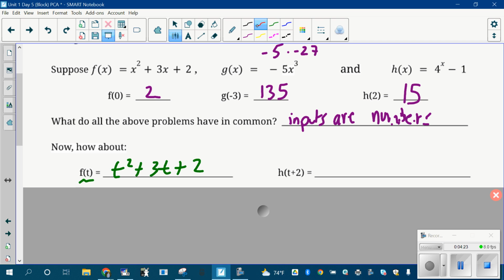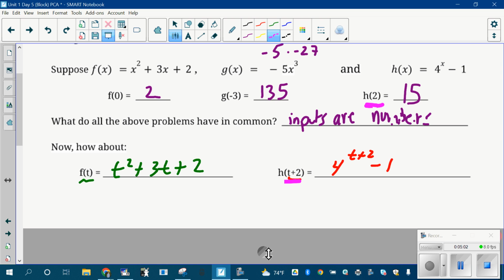I'm asking you to do h of t plus 2. Everywhere there was an x, I'm going to put a t plus 2. I'm going to replace all the x's with t plus 2. Which is the same thing you did here. Here you replace the x with 2. Here we're replacing the x with t plus 2. The thing in the parentheses is what you replace the x's with. The only thing that's a little different with this is the thing that we're replacing the x's with has variables in it. It's not too bad, don't worry. We'll do some more.